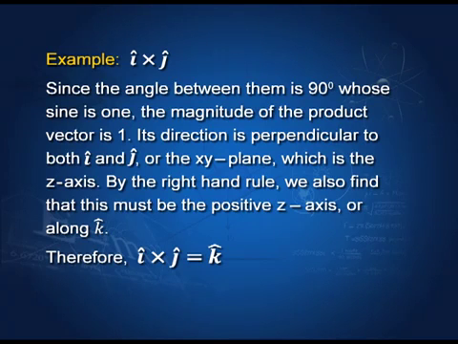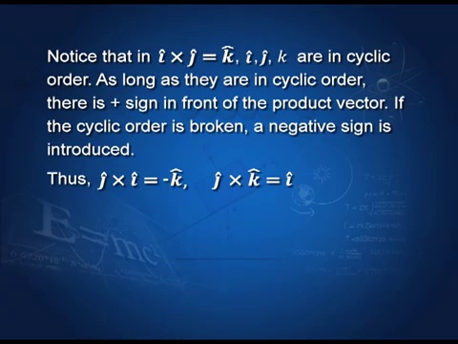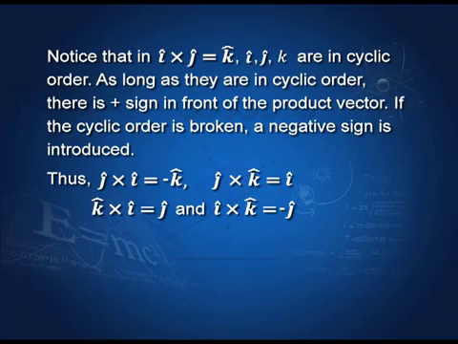Therefore, i cap cross j cap is equal to k cap, and you can use similar logic to get j cap cross i cap is equal to minus k cap, j cap cross k cap is equal to i cap, k cap cross i cap is equal to j cap, and i cap cross k cap is equal to minus j cap. Remember this, if i, j and k are in the same order, like i j k or j k i or k i j, as long as they are in this order, the sign is plus. If this order is broken, then the sign is minus.